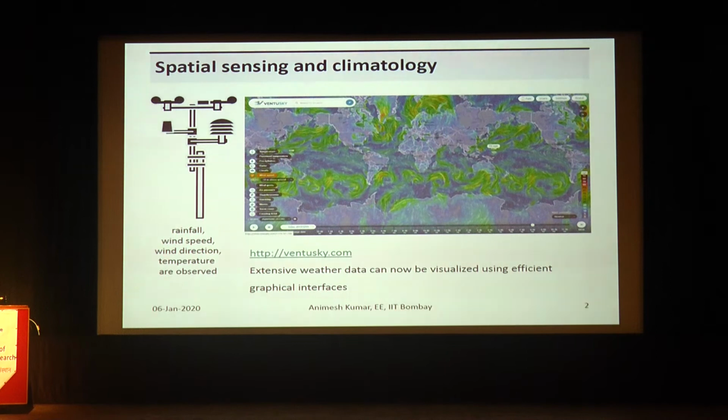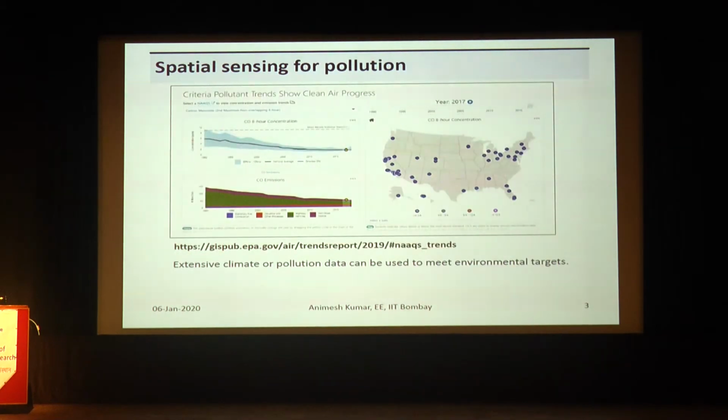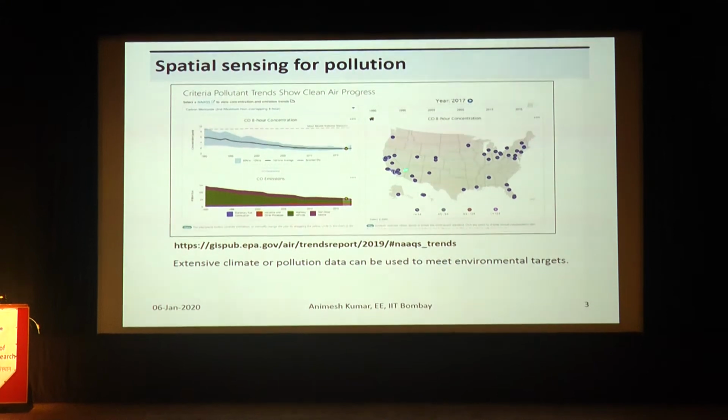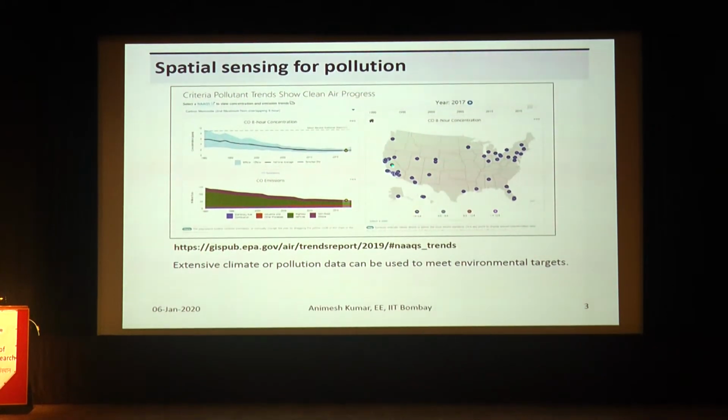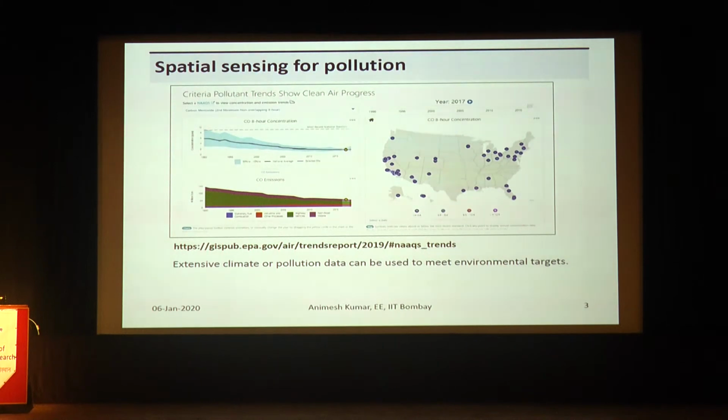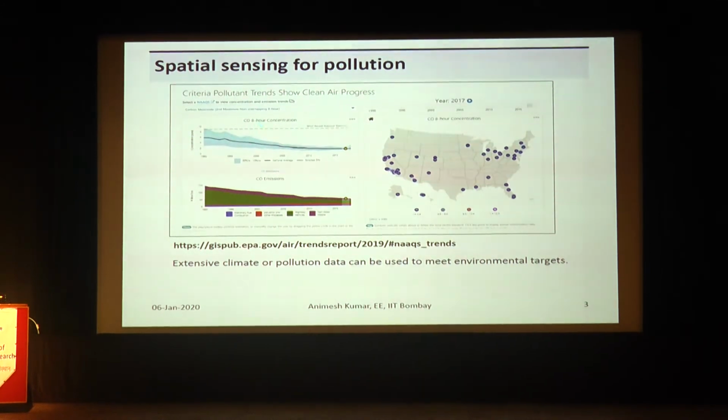A question may arise: what do we do with this much data? So for example, the EPA in the US has been keeping track of air pollution across the continental United States and Alaska, and you can see these blue dots which represent where the pollution information is being recorded. And there is more than one kind of pollutant. For example, what is shown here is carbon monoxide 8-hour concentration. And the x-axis runs from the 1980s all the way up to 2015.